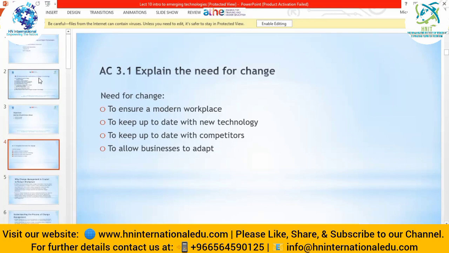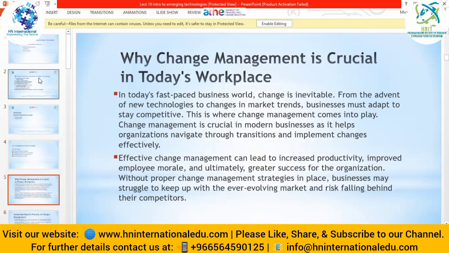Okay. So why is change management crucial in today's workplace? Why is changing the management or changing your technique crucial? It's a risk time, we can say, in today's workplace. In today's fast-paced business world, change is inevitable. It is important. Sometimes we don't need a change if our organization is doing good. But if we think that it can be even better, then we should risk a change.